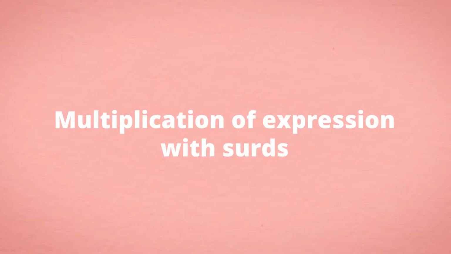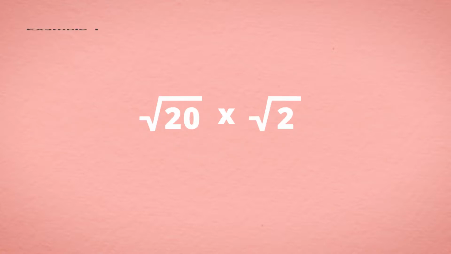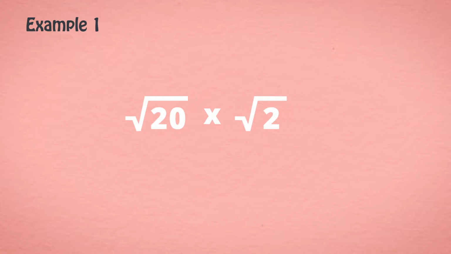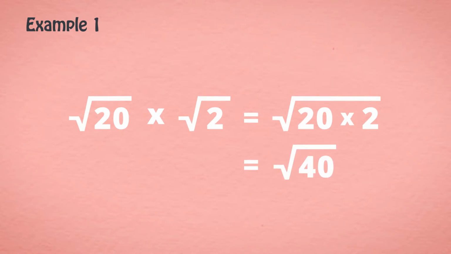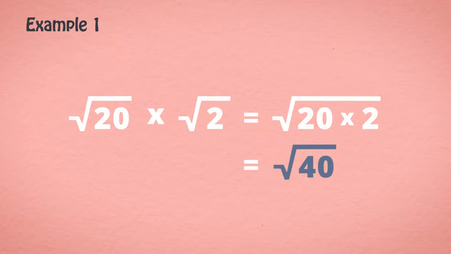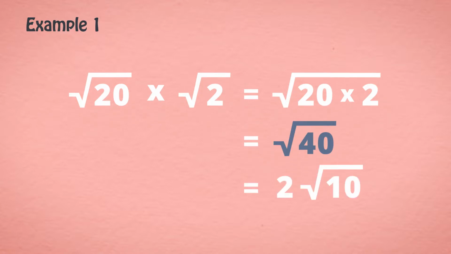In this video, we will learn about the multiplication of expression with surds. Let's start with this expression. Multiplying the surds together will give us this, using the law of indices. And we can write it like this. By now, you should know that we can express this in its simplest form, like this.